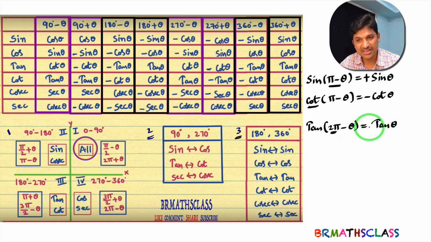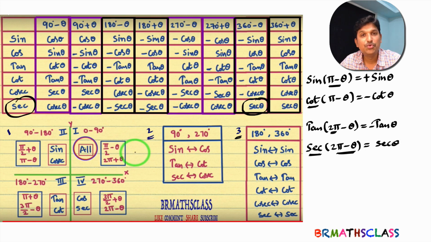So tan 2 pi minus theta is minus tan theta. You see here, tan 2 pi minus theta is minus tan theta. You can observe the answer here. I hope you are understanding. Now we will learn the 8th set of formulas.